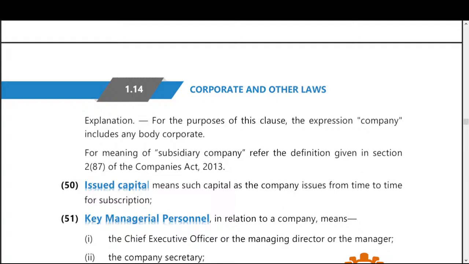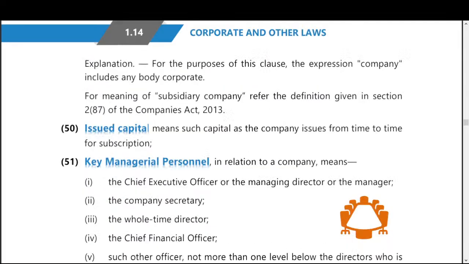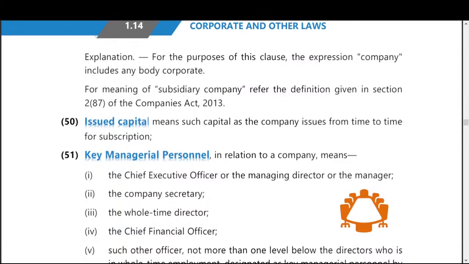Explanation. For the purpose of this clause, the expression company includes any body corporate. For the meaning of subsidiary company, refer to the definition given in section 2(87) of the Companies Act 2013. Issued capital means such capital as the company issues from time to time for subscription.